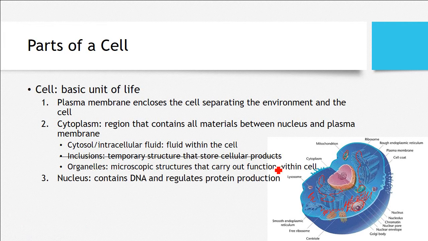The last part of the cell is the nucleus that you see here. This nucleus contains DNA and is the control center of the cell. The DNA will end up getting transcribed into mRNA. The mRNA will then go to the cytoplasm and get translated into proteins. And that's why it helps regulate protein production.